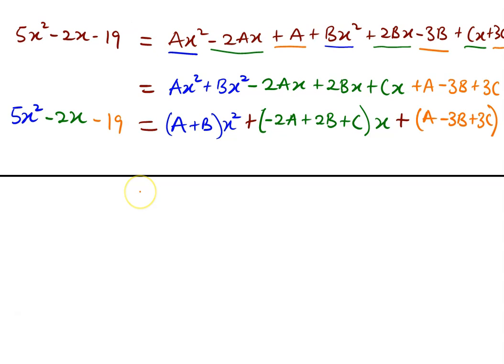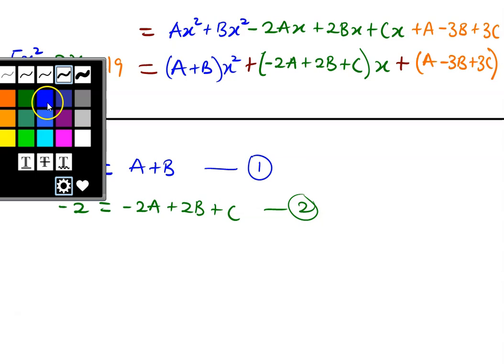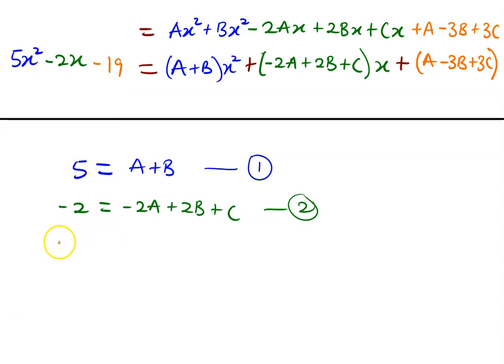So you see, I can compare the coefficients of each term. I can compare the first one, and I'm going to get 5 is equal to a plus b, and that is equation 1. Then I have minus 2 is equal to minus 2a plus 2b plus c, and that gives equation 2. Then the orange one, which gives minus 19 equals a minus 3b plus 3c. That is equation 3.